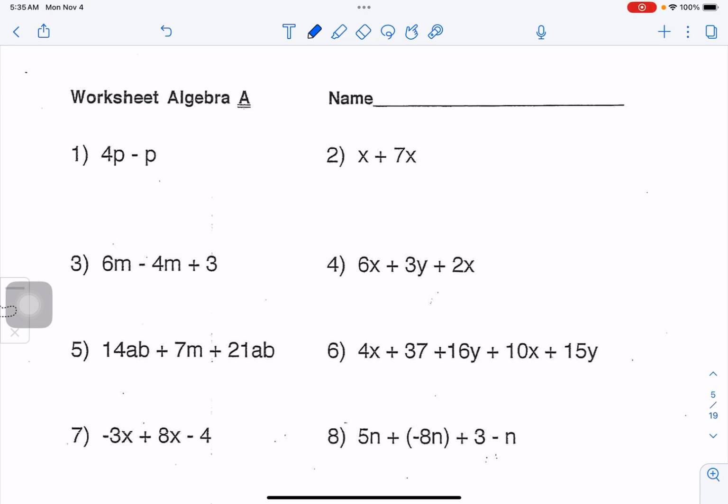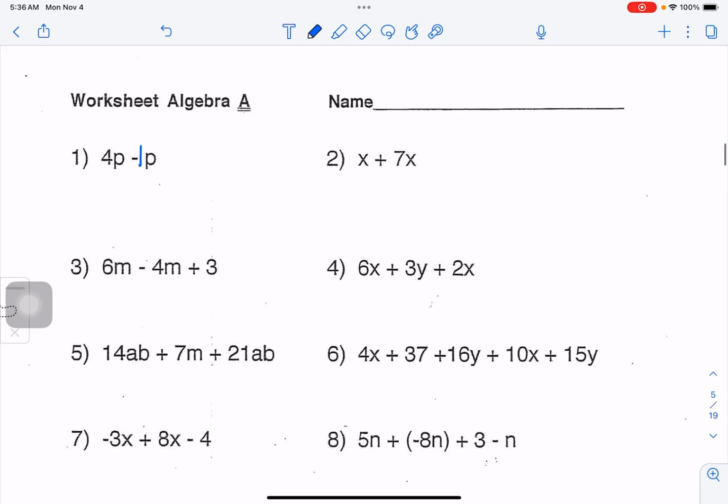Alright, students, I'm going to have you use this video to correct and see how you did on your Algebra A worksheet from your packet. If I begin with the first one, I have 4p minus p. Remember that if there is not a number in front of it, we can think of it as if there's a 1 in front of it. So if I have 4 p's and I take away 1, I'm now at 3p.